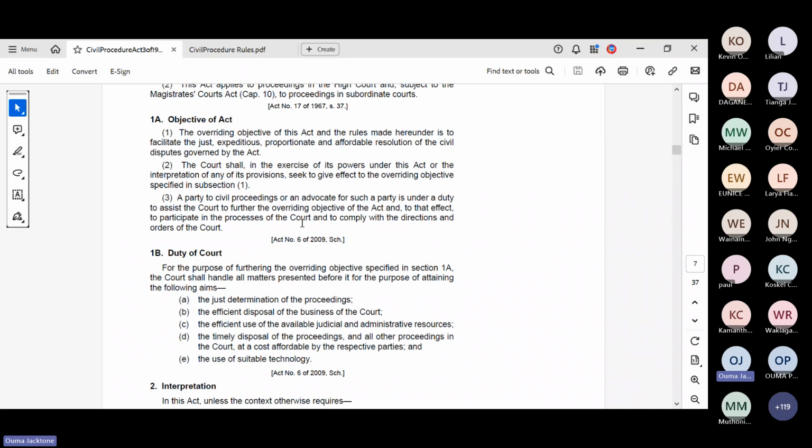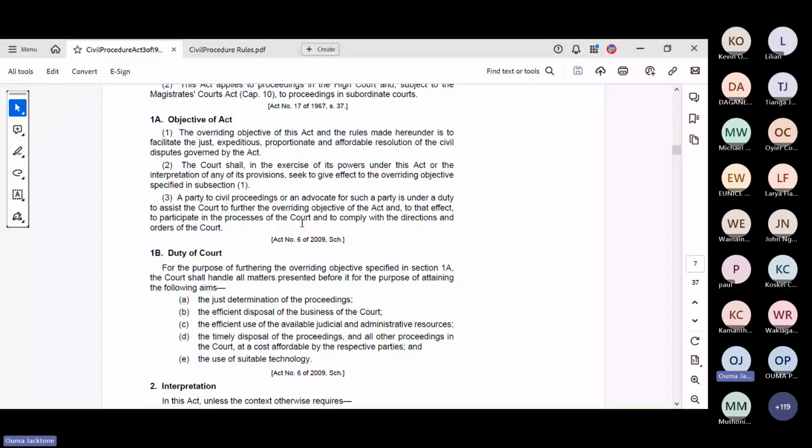So just determination of the proceedings, that is the first one. The second one is efficient disposal of the business of the court, use of judicial time and resources, the timely disposal of the proceedings, and then use of technology if it is needed for purposes of ensuring that the dispute that is placed before the court goes quickly.